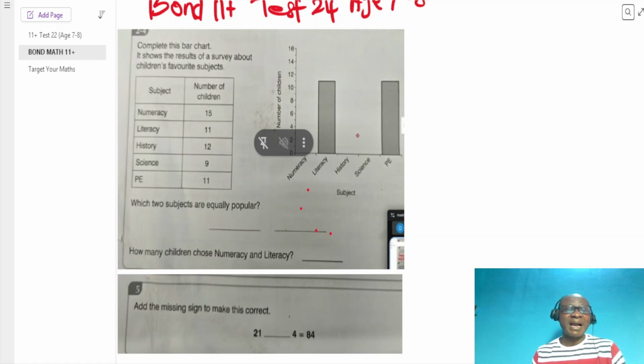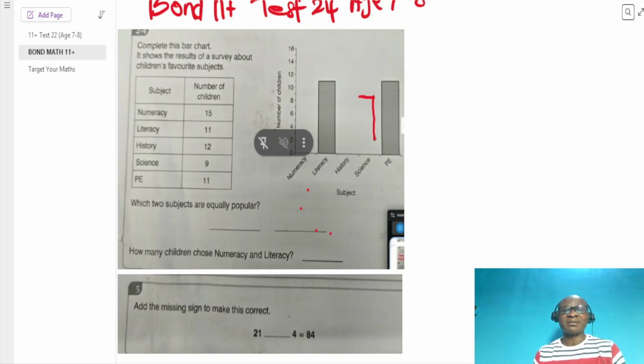How many people are in science? 9 of them. So you trace 9 to 9. 9 is halfway. You are meant to use a ruler. Did you hear me? Yes. You are meant to use a ruler. Then you draw the bar.